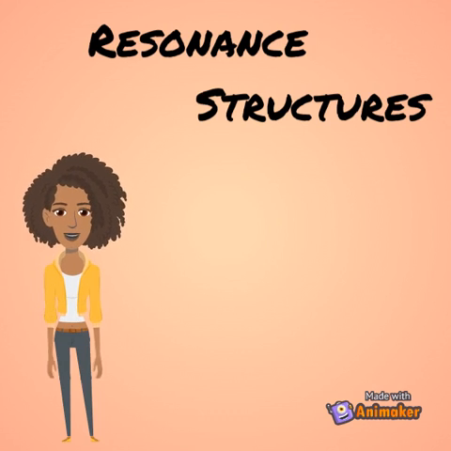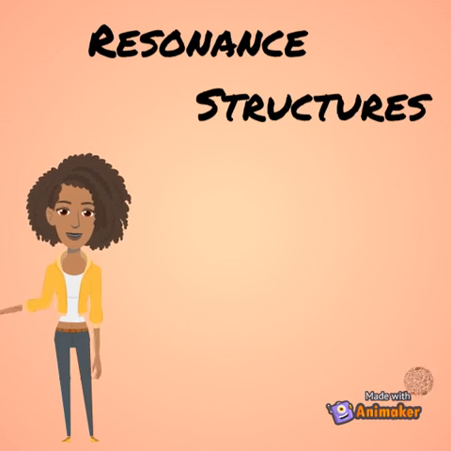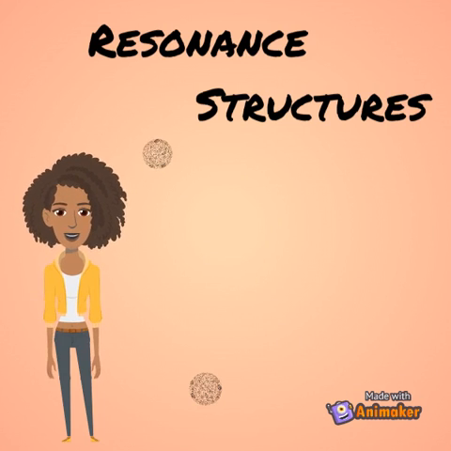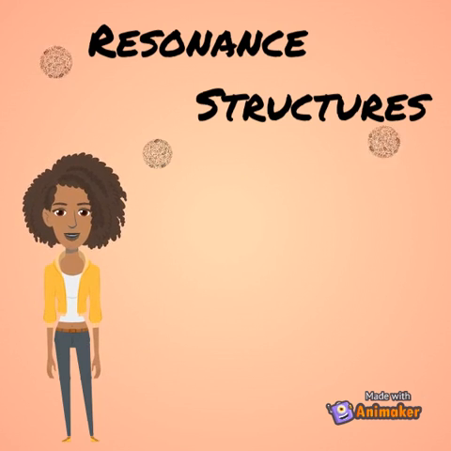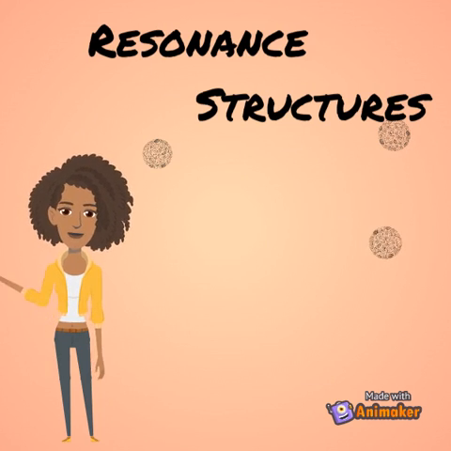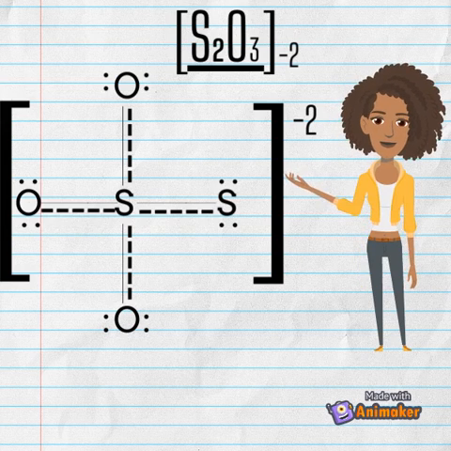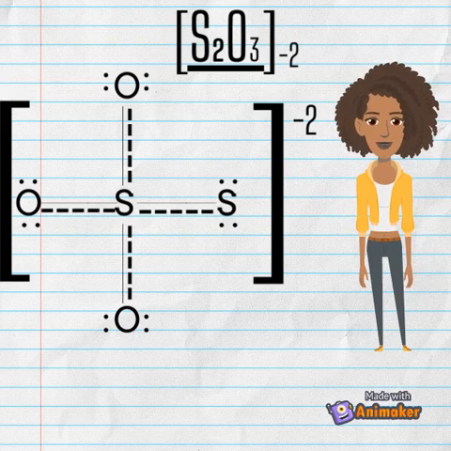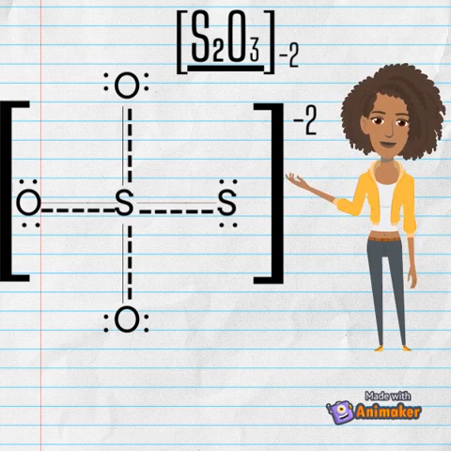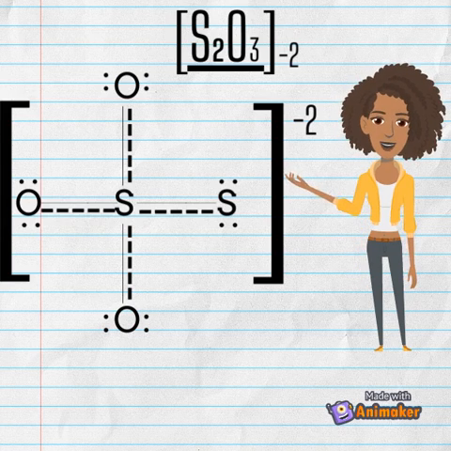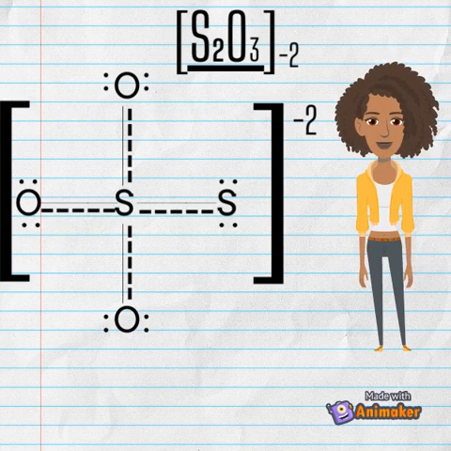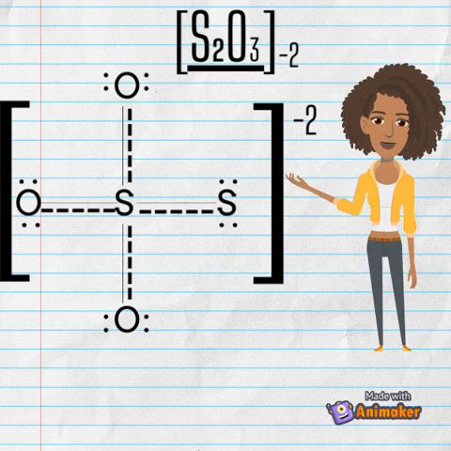Resonance structures is simply when a molecule has more than one possible Lewis structure, or in other words, a different arrangement of valence electrons. Resonance structures show us that electrons within a molecule are delocalized, meaning that they can flow freely through the molecule. The example shown is thiosulfate with a negative charge of 2. The dotted lines on the Lewis structure simply represent the different resonance structures possible.